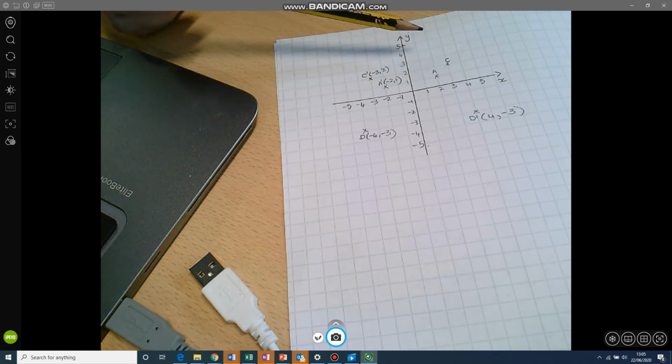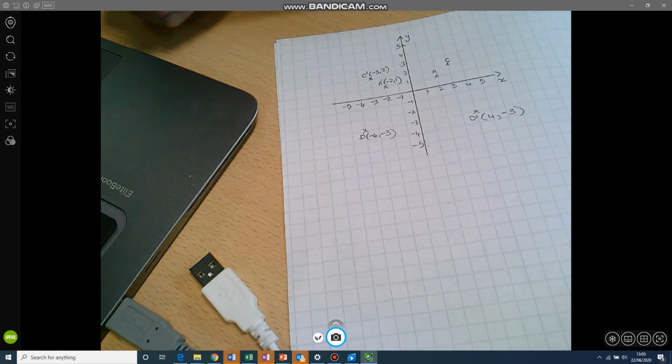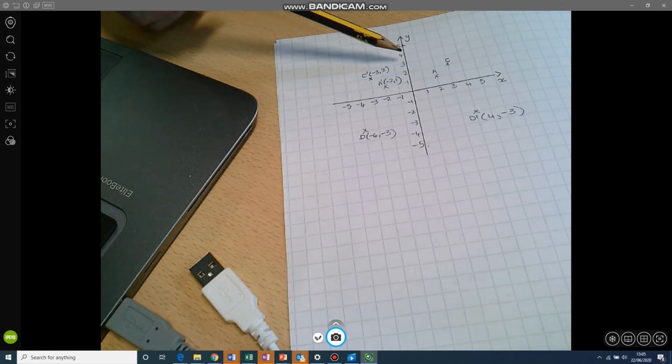Point B was (0, 5). Now again, reflection in the y-axis when it's on the mirror line means the point won't change, so that was quite interesting. Then we had (3, -2).